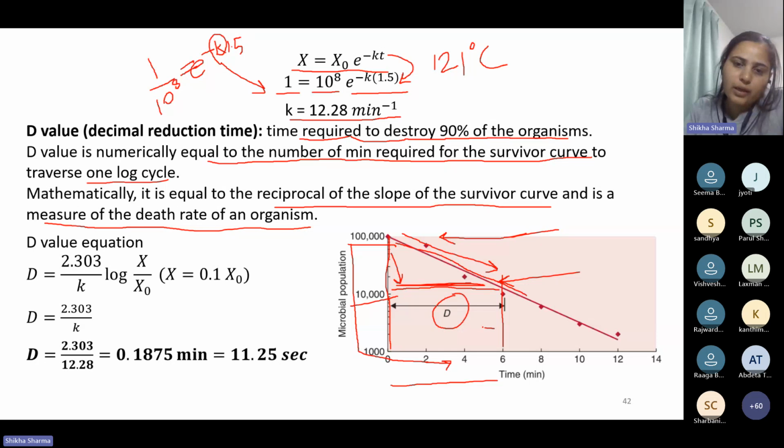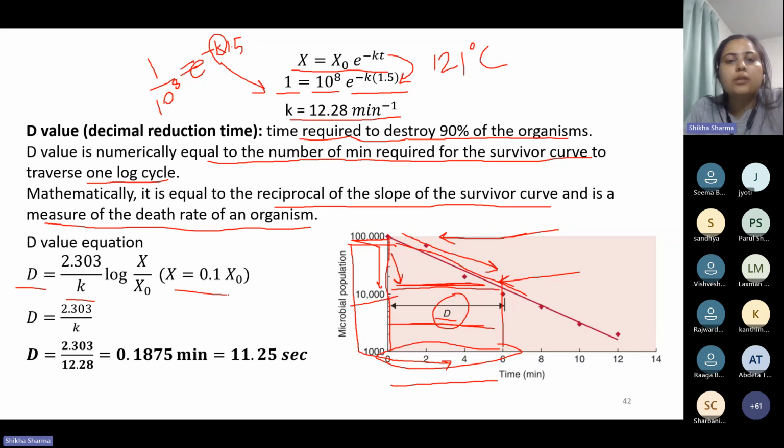This is actually the value when the microorganism, this value minus this value, t2 minus t1 or x2 minus x1, what time we get is the D value. So the D value equation is D equals 2.303 by K log x by x naught.